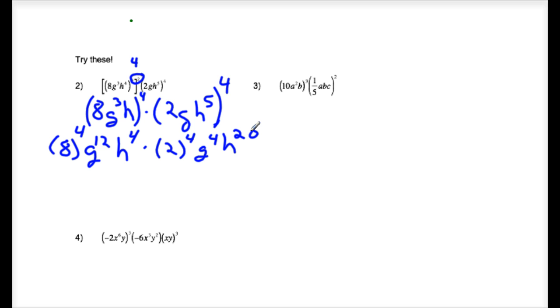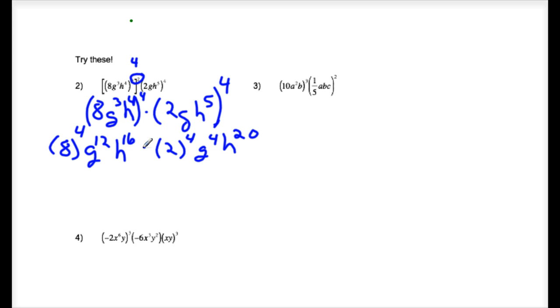What's the exponent on the h inside the parentheses? 4. Where'd you lose one? Is there a 4 there? Yeah, there's a 4 there. My bad, I thought it was a 1. So it's h to the 16th. Thank you. Yeah, h to the 16th.